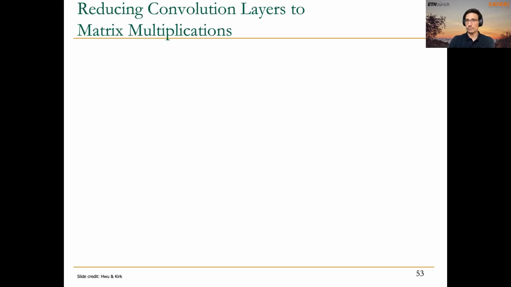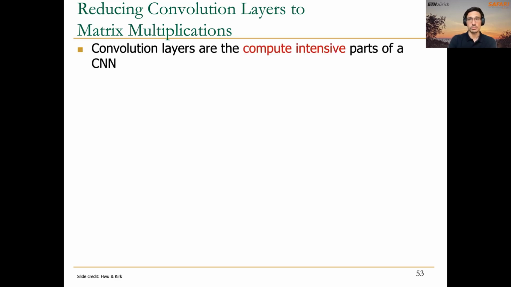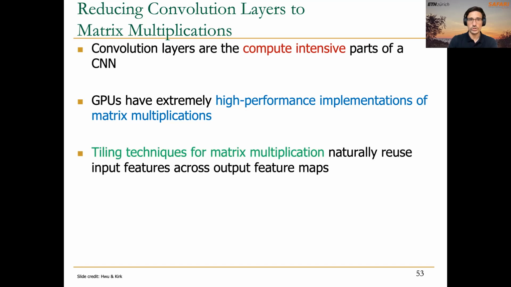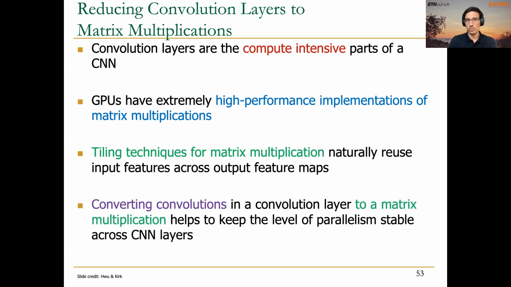Convolutions are relatively well suited for parallel processors like GPUs, but we can go even one step further by reducing convolution layers to matrix multiplications. Convolution layers are the compute-intensive part of CNNs. That's why they are especially good at running on GPUs. And GPUs have very efficient, high-performance implementations of matrix multiplication. There are tiling techniques for matrix multiplication that naturally reuse input features across output feature maps. So converting convolutions in a convolution layer to a matrix multiplication helps to keep the level of parallelism stable across the CNN layers.